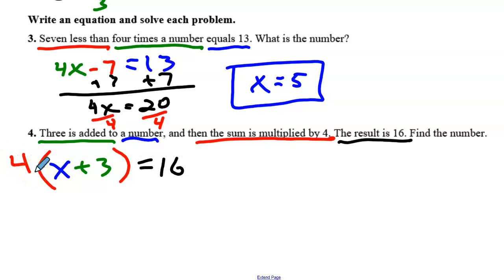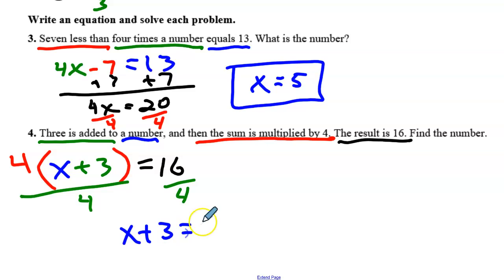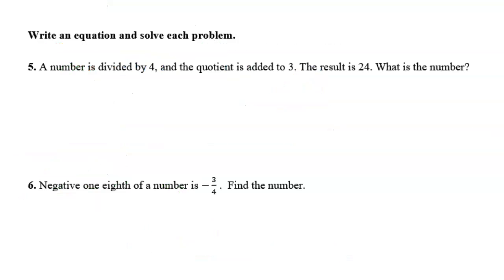The reason I realized I made a mistake is now when I go to solve this, I need to divide both sides by 4. So now I have x plus 3 equals 4. Subtract 3 from both sides. x equals 1. All right, pause there if you need to look at that. Otherwise, we're moving on to the next problem.